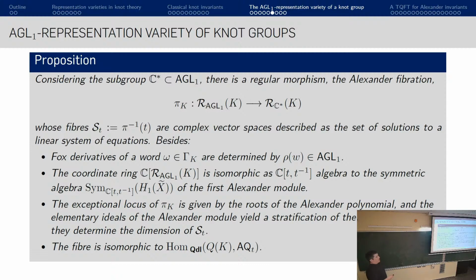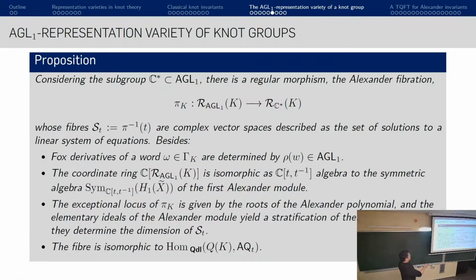Okay? And then I'm going to state some results. I'm not going to prove them. And in the remaining time, I'm going to show you the TQFT. But many of the things that we've been looking at appear in the context of this fibration. So for example, if you pick a word, you ask yourself, what's the general form that any representation onto AGL1 has? You can read the Fox derivatives straight from the representation rho onto AGL1.